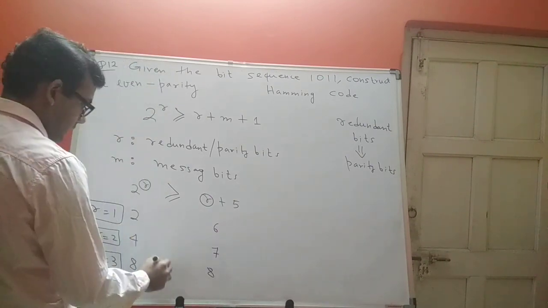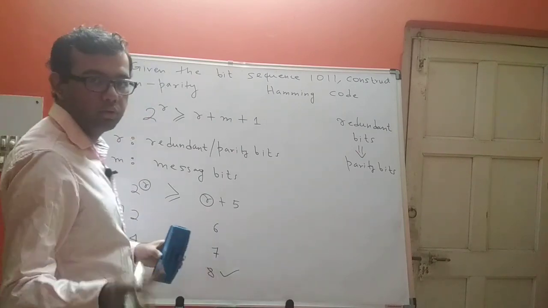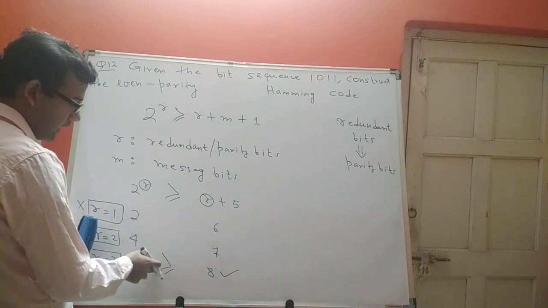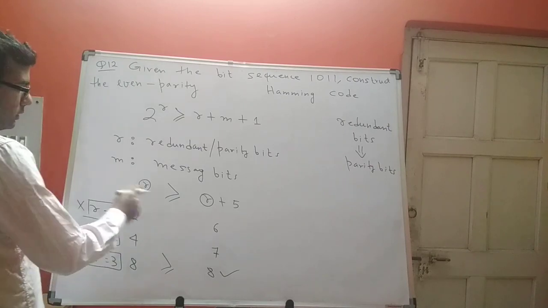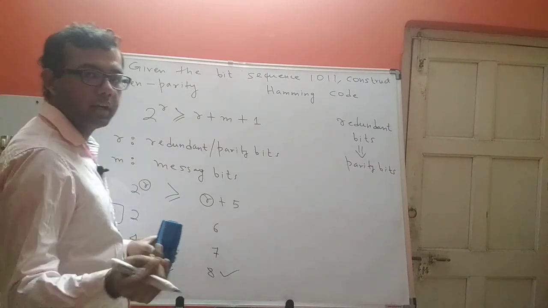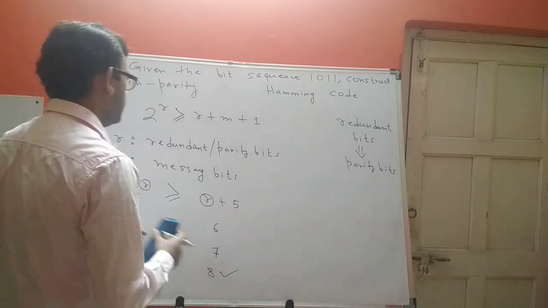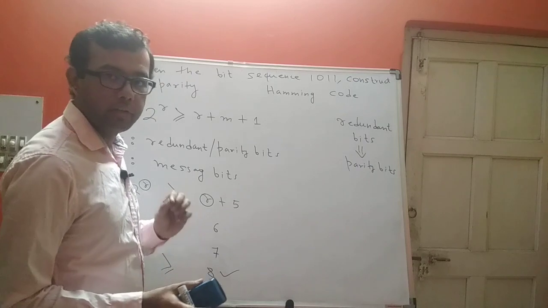Now you see this relationship is satisfied because 8 is not greater than 8, but it is equal to 8. The relation is either greater than or equal to. So for r equal to 3, I am able to satisfy this relation. So how many redundant bits do I have to add? I have to add 3 redundant bits. So one thing is for sure, that we have to add 3 redundant bits.